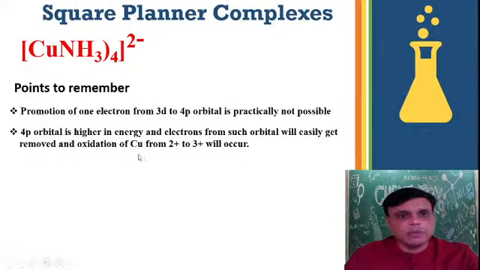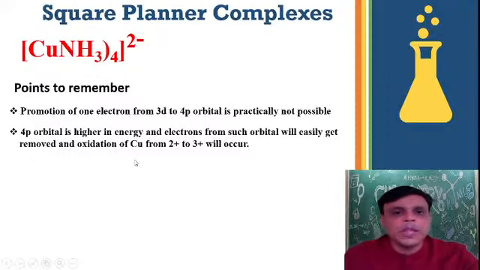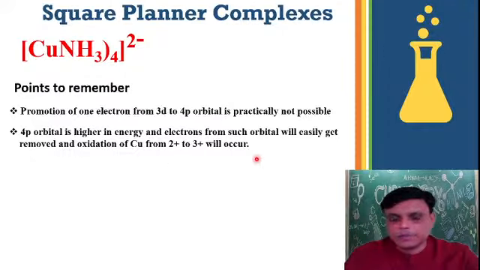That is from copper 2 to copper 3. Oxidation of copper 2 to copper 3 will take place, but copper does not show a +3 oxidation state. Copper only shows +1 and +2 as stable oxidation states. +3 is not a stable oxidation state of copper. Copper never shows a +3 oxidation state. It will show either +1 or +2. Okay, so that is also not possible.